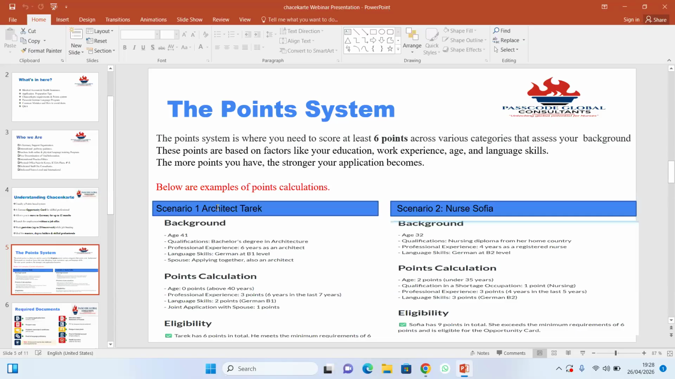But if you have German language, remember we said it's point based. So if you have German language, at least A2 level, you will have more points for the language skills, because you'll have German language A2 level and you'll have an English proficiency test. So you'll have double points.